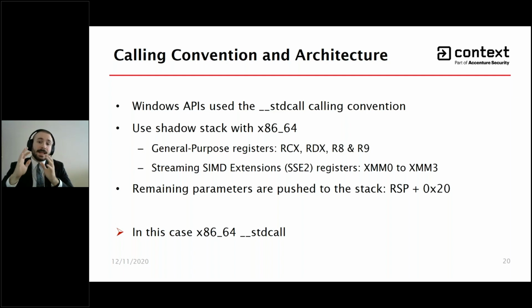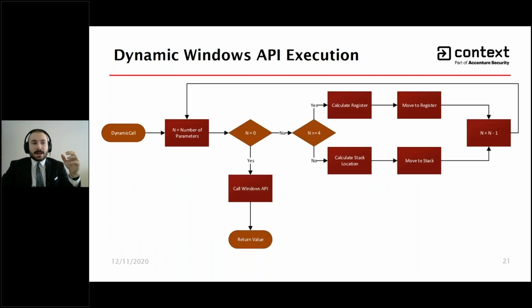The idea here is that when manipulating integer data, the first 4 parameters from left to right will be passed through the general purpose registers, which are RCX, RDX, R8, and R9. Now if you're using floating point values, they will be passed through the Streaming SIMD Extensions registers, which are XMM0, XMM1, XMM2, and XMM3. And all the remaining parameters, the 5th onwards, will be pushed onto the stack at RSP plus 20, so the stack pointer plus 20 bytes, because the 20 bytes before that are for the shadow stack. So now that we know that, we can actually implement it and call the function.